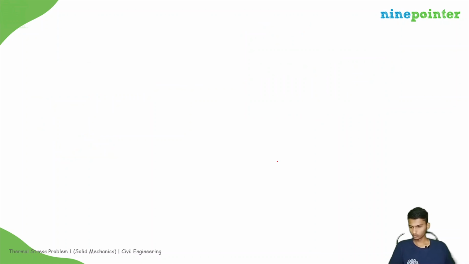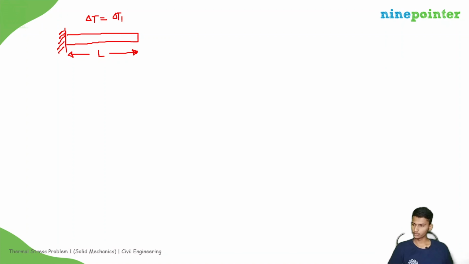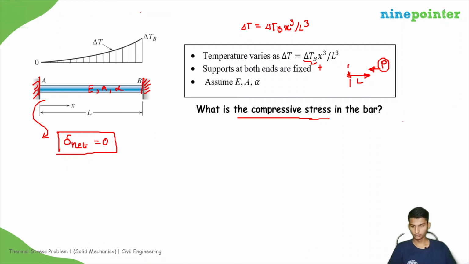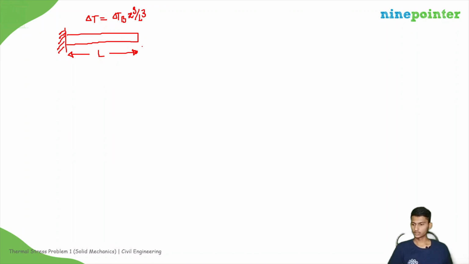What is the compressive stress in the bar? First we need to find out the elongation in the rod because of the change in temperature if it is free from supports. So if it is free, del L, then delta T is given by delta T_B x cubed. Yes, x cubed. Now this is a free end. Then how much will it expand? It will expand by del T.